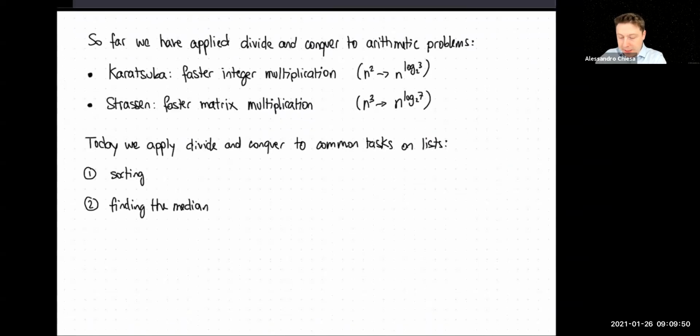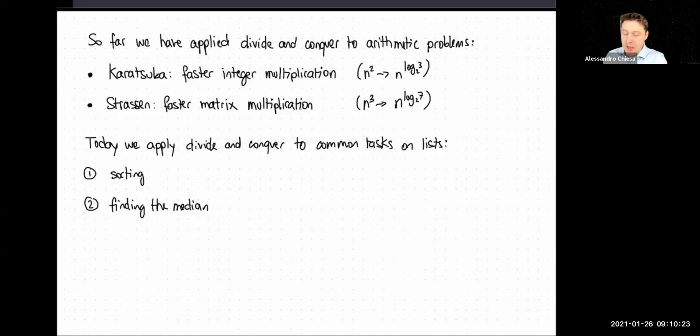As a recap, over the last 2 lectures, we have seen how to use divide and conquer to speed up arithmetic. In the first lecture, we've seen faster integer multiplication, which by divide and conquer and the Karatsuba algorithm let us go from n squared to n to the log base 2 of 3. And then in the last lecture, we've seen how to speed up matrix multiplication via Strassen's algorithm that let us go from n cubed to n to the log base 2 of 7.